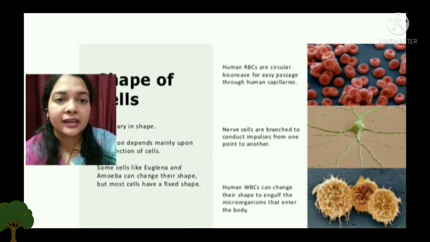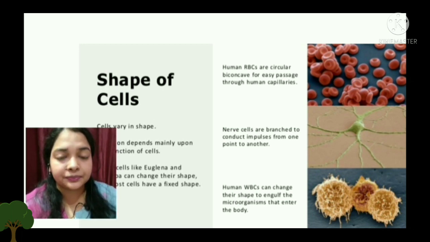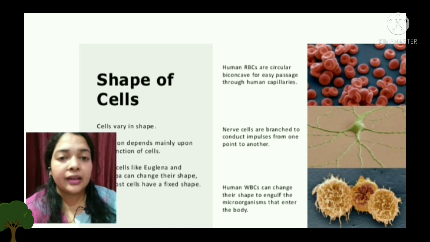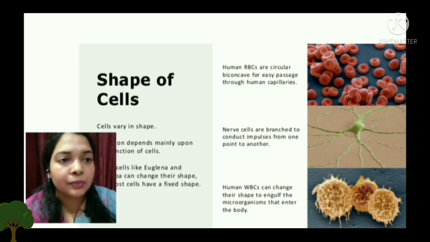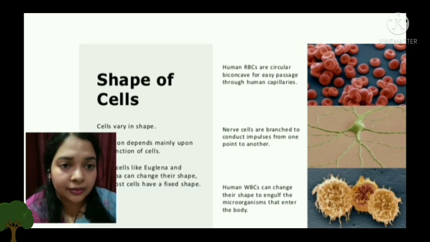Now next topic is shape of cells. Cells also vary in shape. Cells can be spherical, cuboidal, rectangular and irregular in shape. You can see some pictures. The first picture is of RBC, red blood cell, which is circular and biconcave. Second picture is of neuron or nerve cell, which is a branched cell. And third picture is of WBC, which can change its shape.